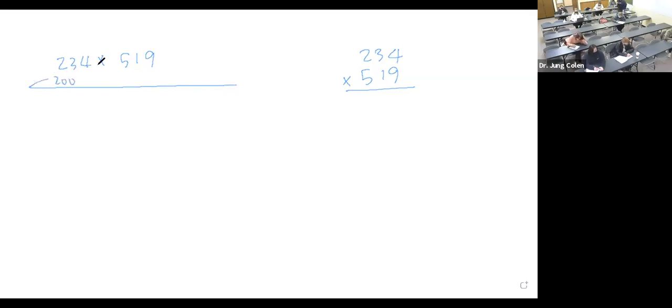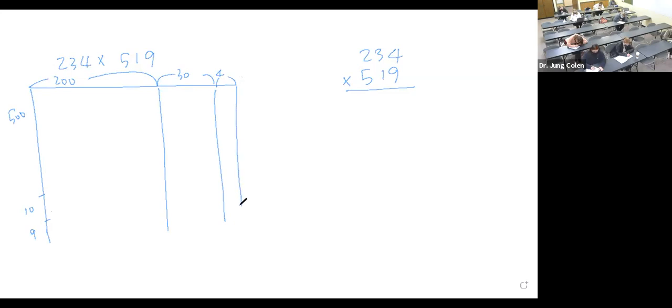So they can break this into the digits. So 234 is 200 plus 30 plus 4. Then they can see 500, 19, which is 10 and 9. They can break rectangles like this and fill up the area of each of the rectangles. So I will let you finish this one and find the product of 234 and 519. So find the area for each of these 9 rectangles.